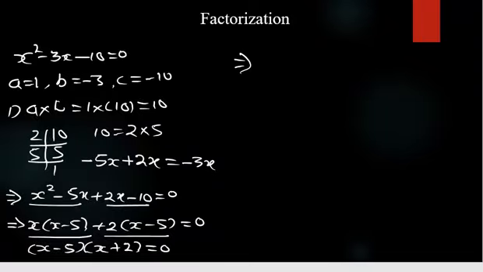Now we can take the terms one by one. So first we are taking x minus 5 is equal to 0. So finally we will get x is equal to 5. It is our first root.